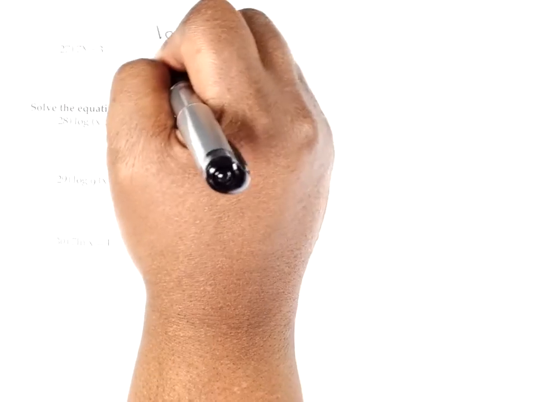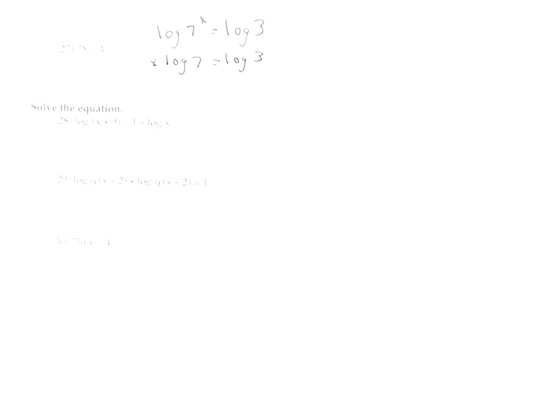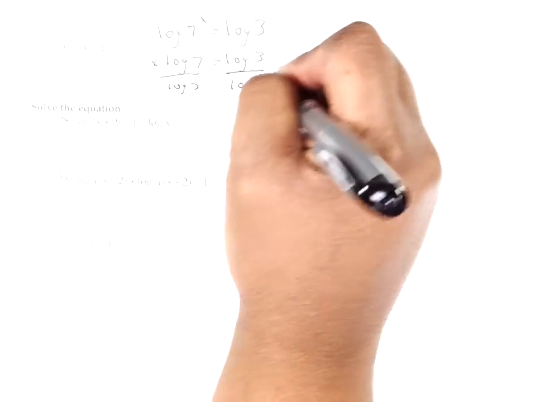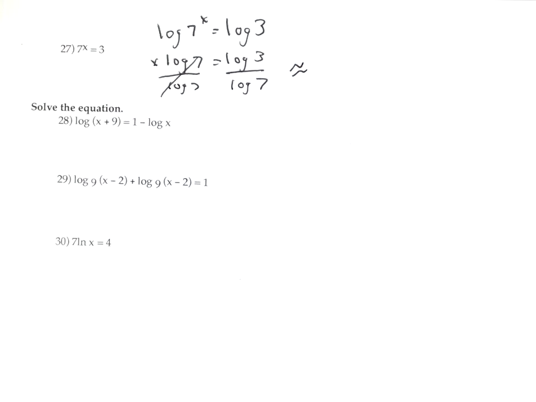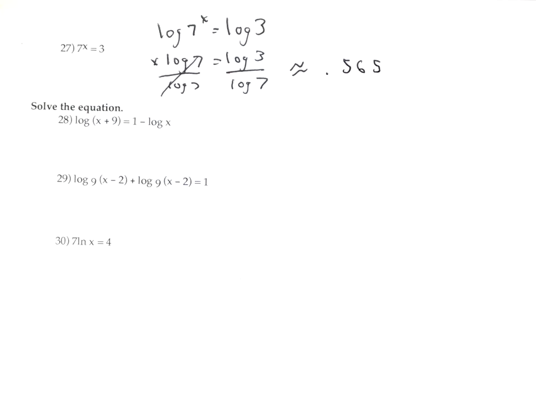So I took the log of both sides, and then I can multiply that exponent out front. So we get x times log of 7 equals log of 3. And then solve that for x. I divide both sides by log 7. So when you want to plug this in your calculator, you just have to be a little bit careful because it's not the log of 3 divided by 7. You have to do log 3 and then take that answer and divide it by log 7. So rounding it to 3 decimal places, I got 0.565.